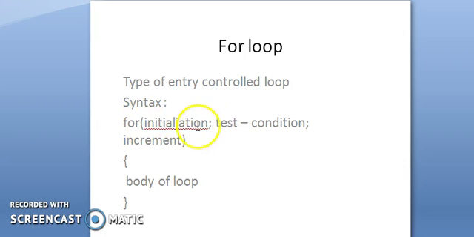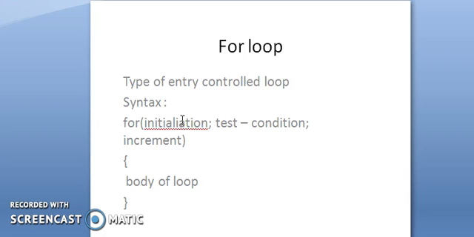for, in brackets: initialization, test condition, then increment, then closing bracket, and inside the braces the body of the loop. The execution of a for statement is like this. Initialization of a control variable is done first using assignment statements such as i = 1 and count = 0. Here the variables i and count are known as the loop control variables.